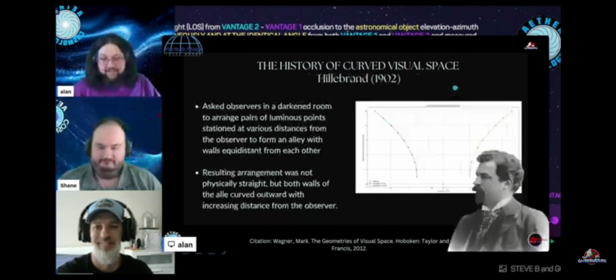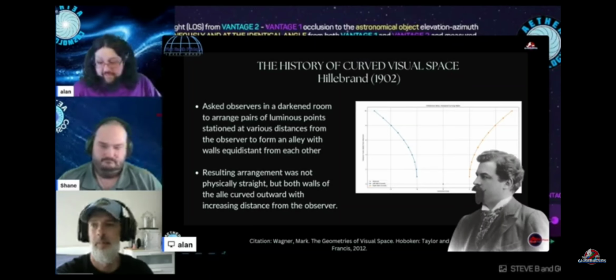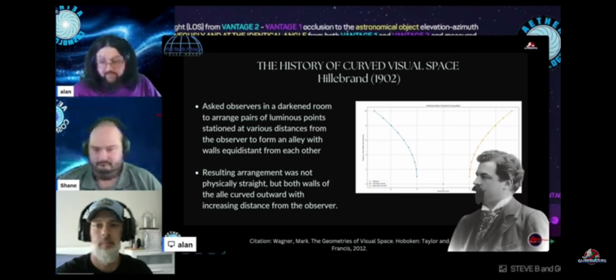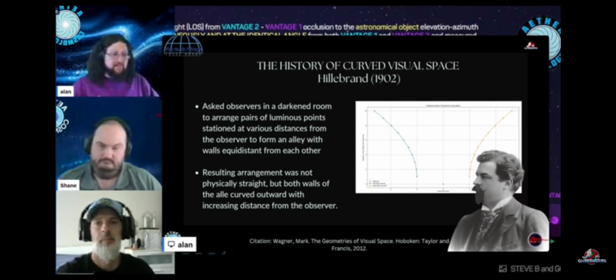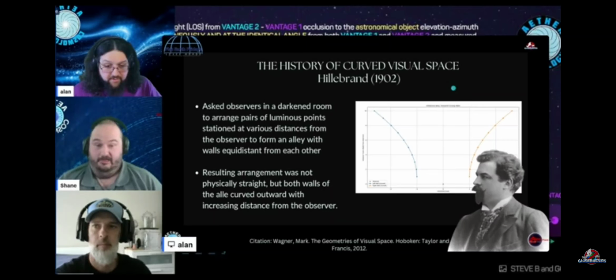And then our boy Hillebrand came along and did the same thing, and he got similar results. But his was telling them to maintain an equidistant relationship, and this is what he plotted out, this deviation here. Well, that looks mighty familiar.